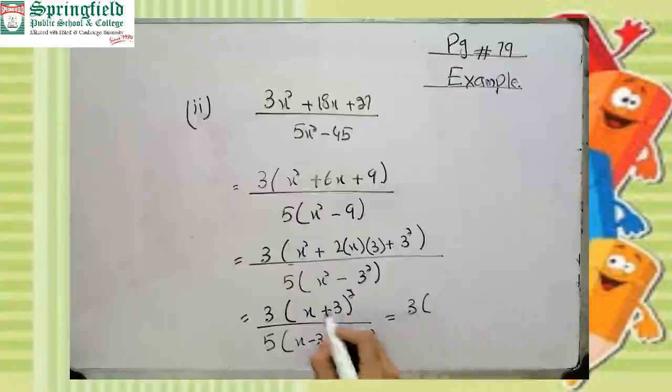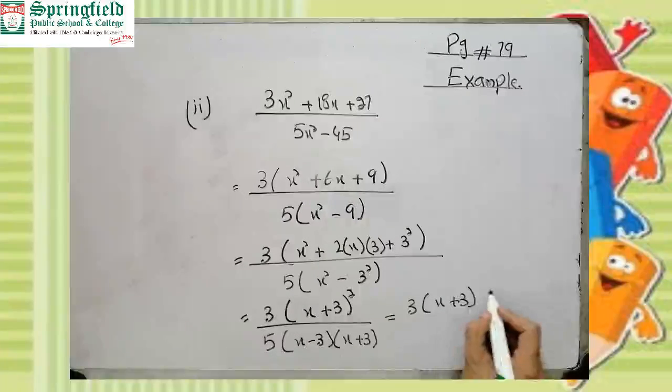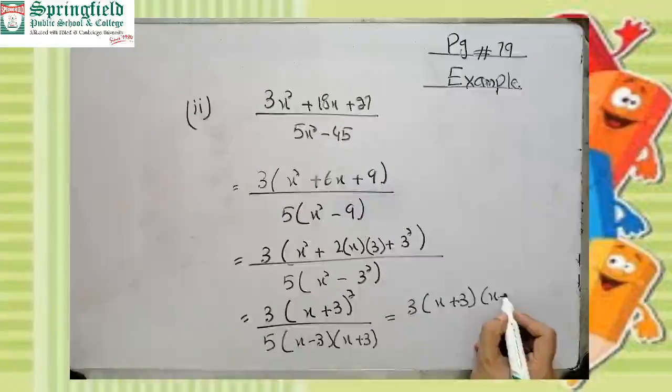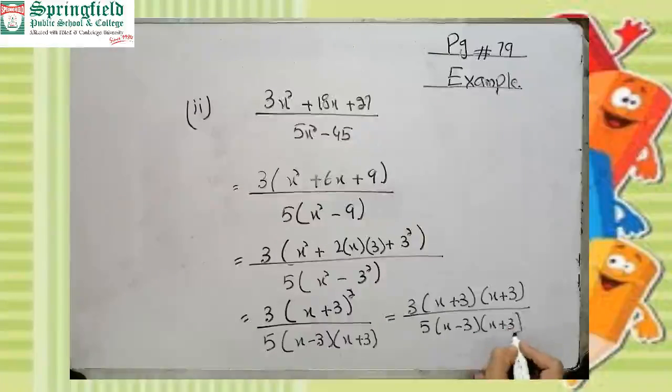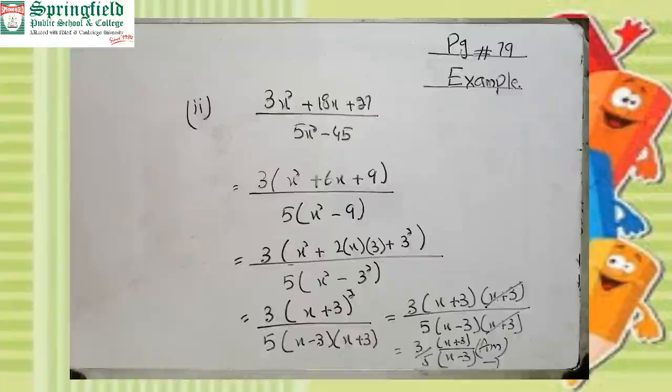Now 3 times x plus 3 whole square, it means x plus 3 can be written 2 times. Then 5 times x minus 3, x plus 3. So x plus 3 can be cancelled with x plus 3. So 3 by 5, x plus 3 divided by x minus 3. This is the simplest form of this expression or lowest term. This is your final answer. Understood, beta? Okay. Now do the practice of example part 1.